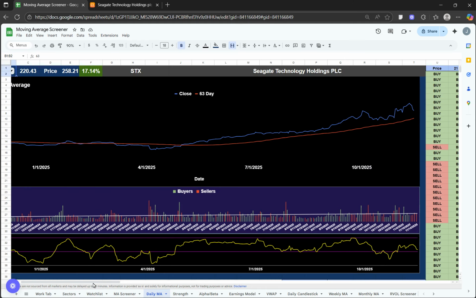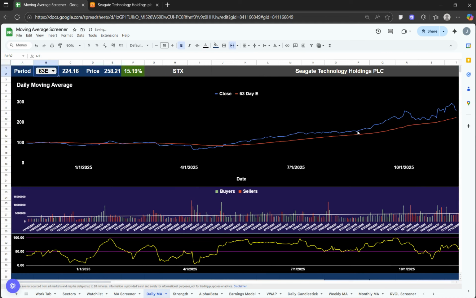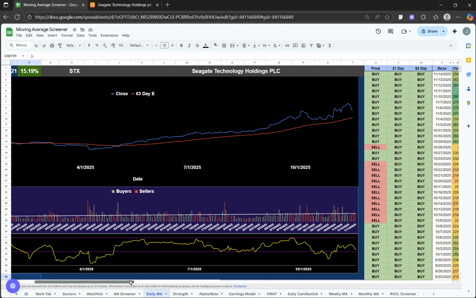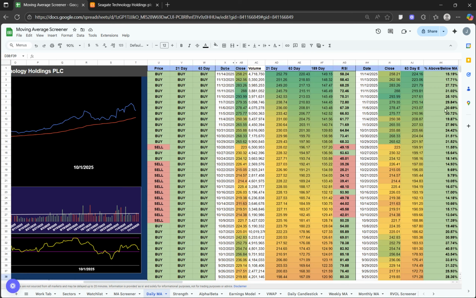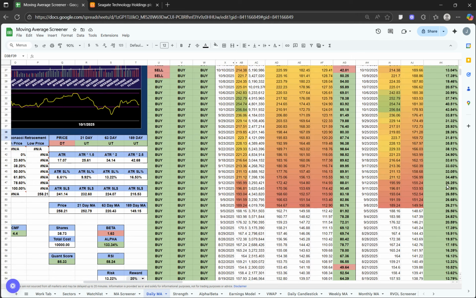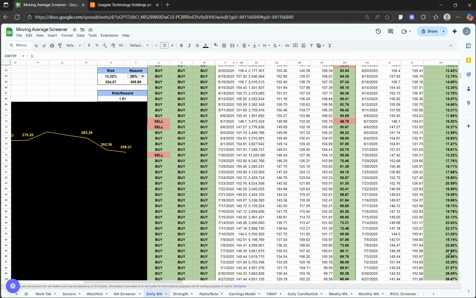If we go back up here and move this to our exponential moving average, the 63-day, we can see we're about 15% above that. Now historically, we've been in double digits above that for a while now. Even here it was only just below 10%. And we'd have to go back, besides that one, those ones that were just around 9%, that were below 10%.